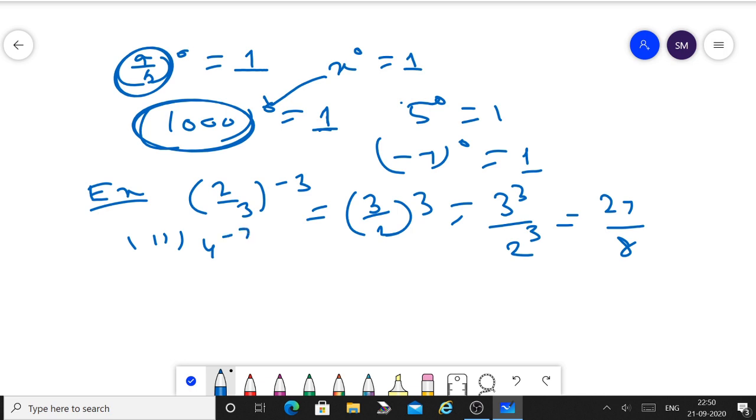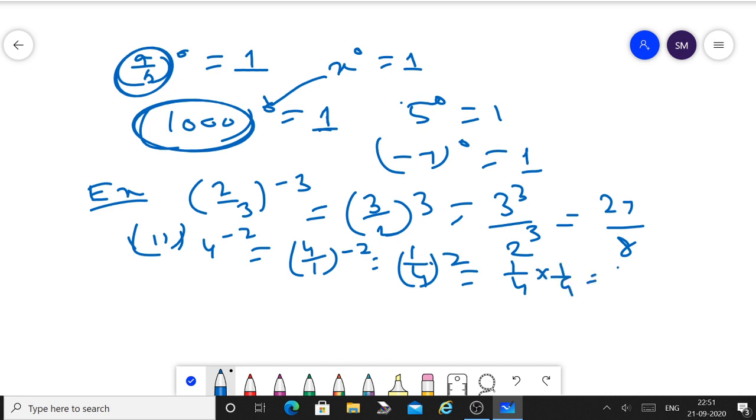Then take another example. 4 to the power minus 2. Can you find out the value? No, because the exponent is negative. When the exponent is negative, we take the reciprocal of the base. Here what is the base? 4. 4 means 4 upon 1. Then what is its reciprocal? 1 upon 4 to the power 2. 1 upon 4 to the power 2 means 1 upon 4 into 1 upon 4. This is 1 upon 16.